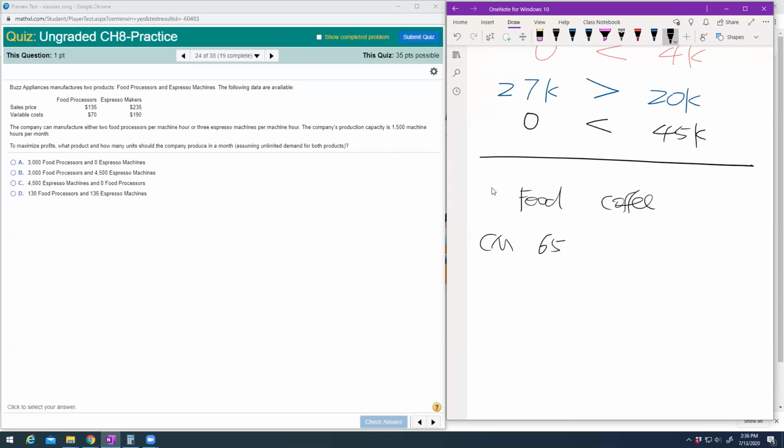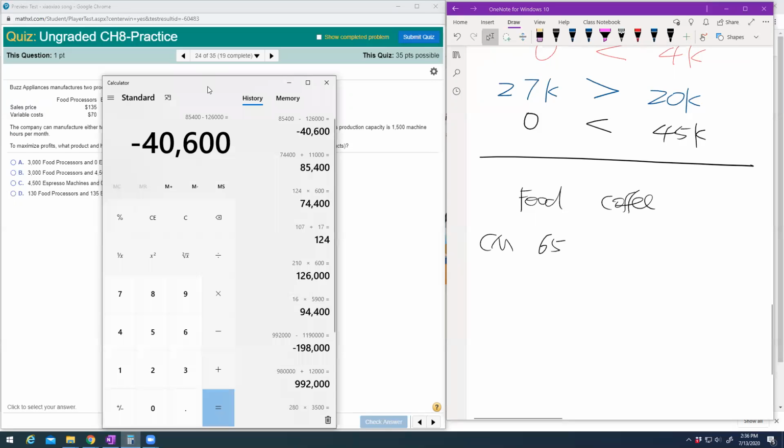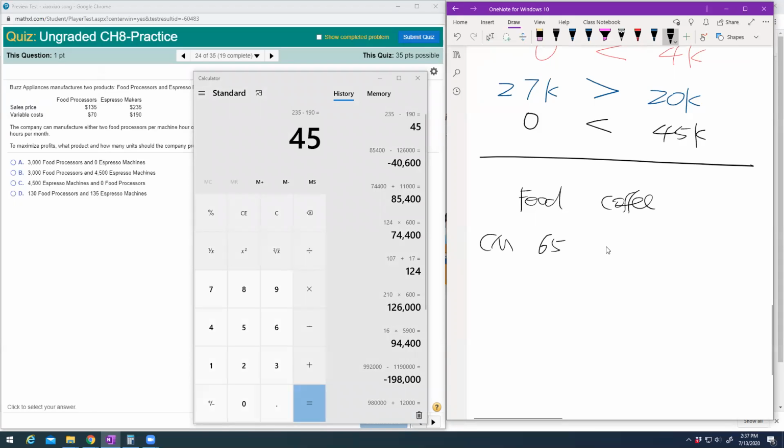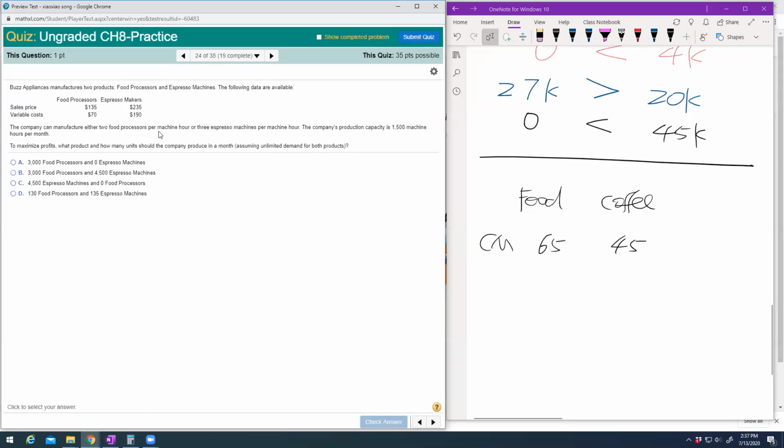How did you get 135 minus 70? So the coffee maker is 235 minus 190, which gives us 45. Then we said the company can produce 2 per machine hour of food processor or 3 of coffee maker. So we produce 2, that's 30, and 3 gives 35. So we should focus on coffee.